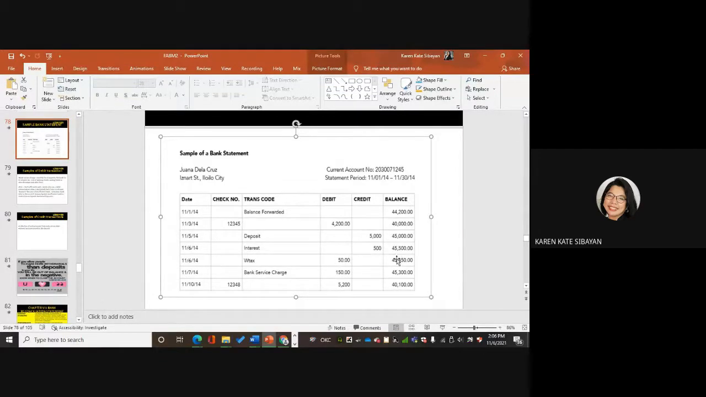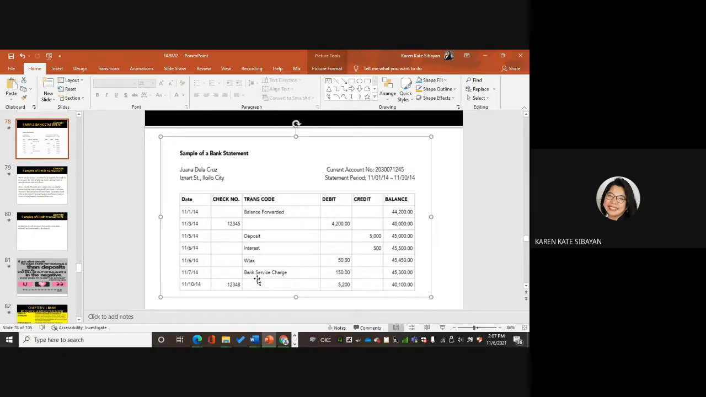Dahil masyado nang malaki yung pera mo, 45,500. Ito ang nakakainis din dito. Of course, nagkakaroon ka rin ng withholding tax. So in this case, dahil nag-earn ka ng interest, lahat kasi ng income na ina-earn mo, of course, may patong na tax. Automatic. So sa kanya, 10% yata ang kanyang withholding tax. Kaya nabawasan ka na naman ng 50 pesos. Kaya ang balance mo na lang is 45,450 pesos. Okay?